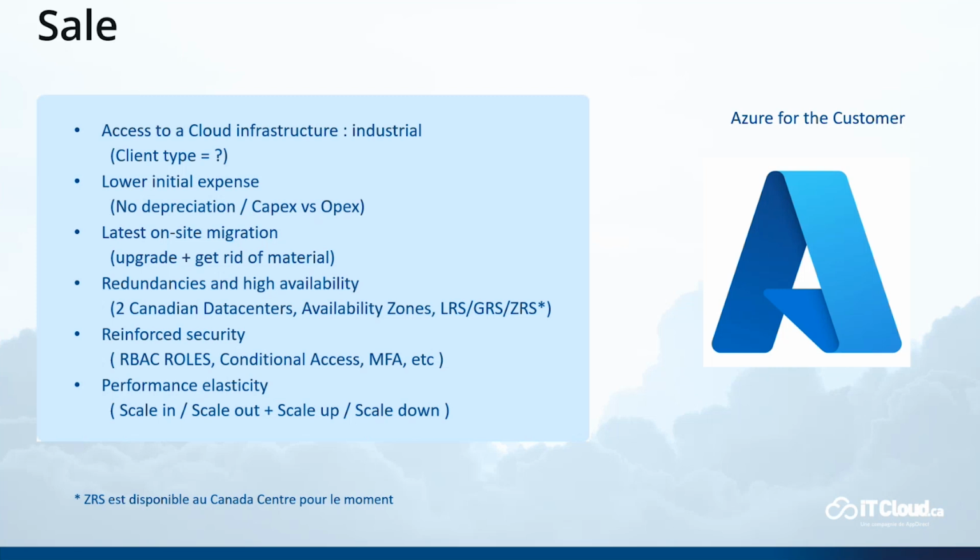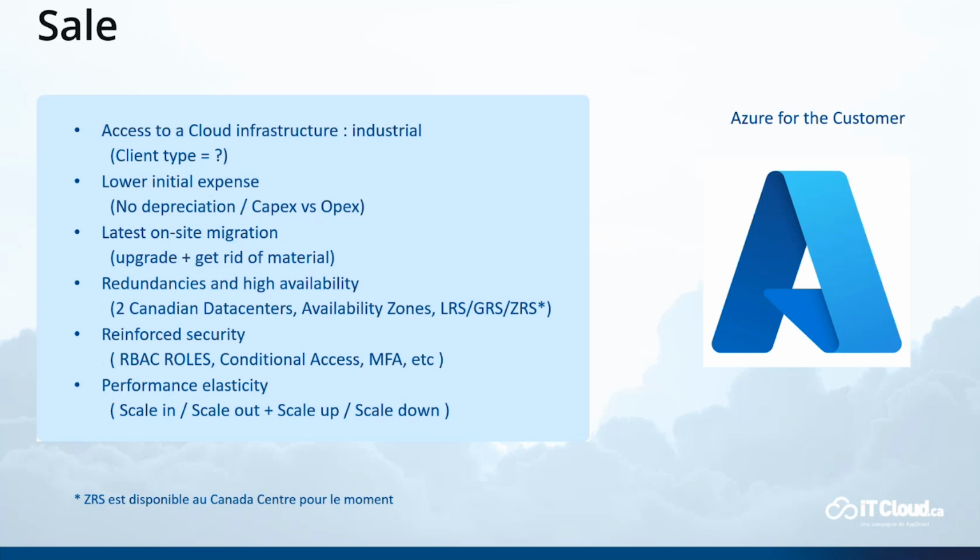The customer needs to understand the added value of the warranty and the service on the infrastructure. This is the same concept as comprehension and visibility of Microsoft on the cloud. Late on-site migration could be a good reason for the customer to upgrade or get rid of the material, to get rid of the server room and move all the processes into the cloud.